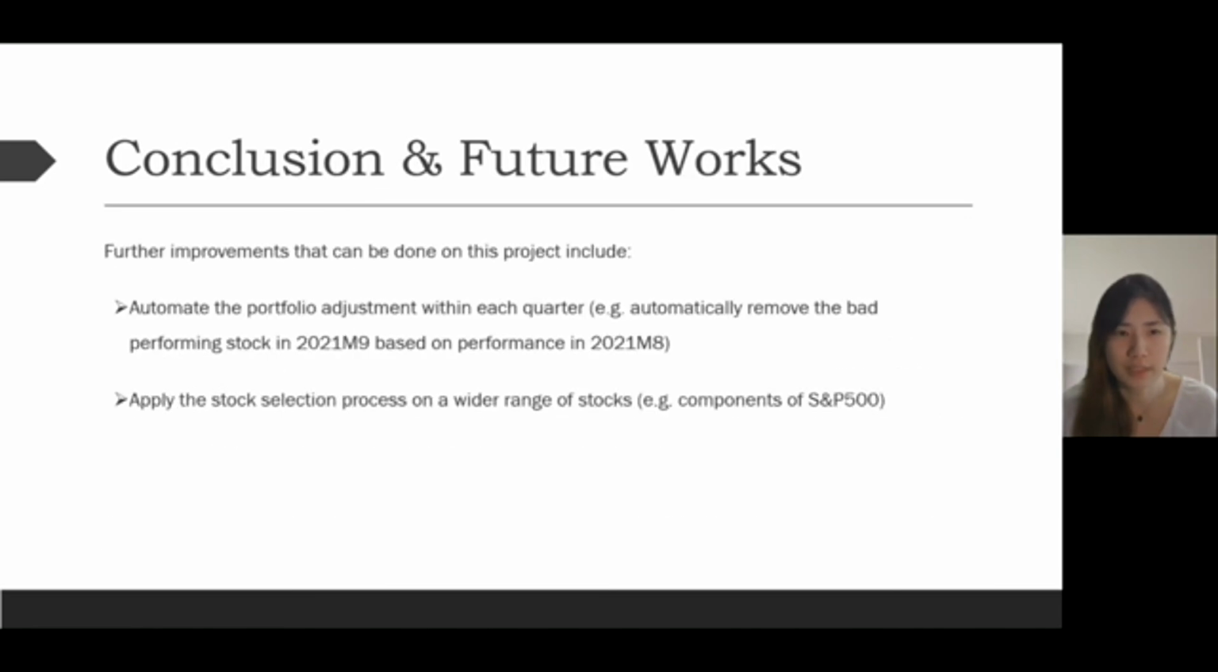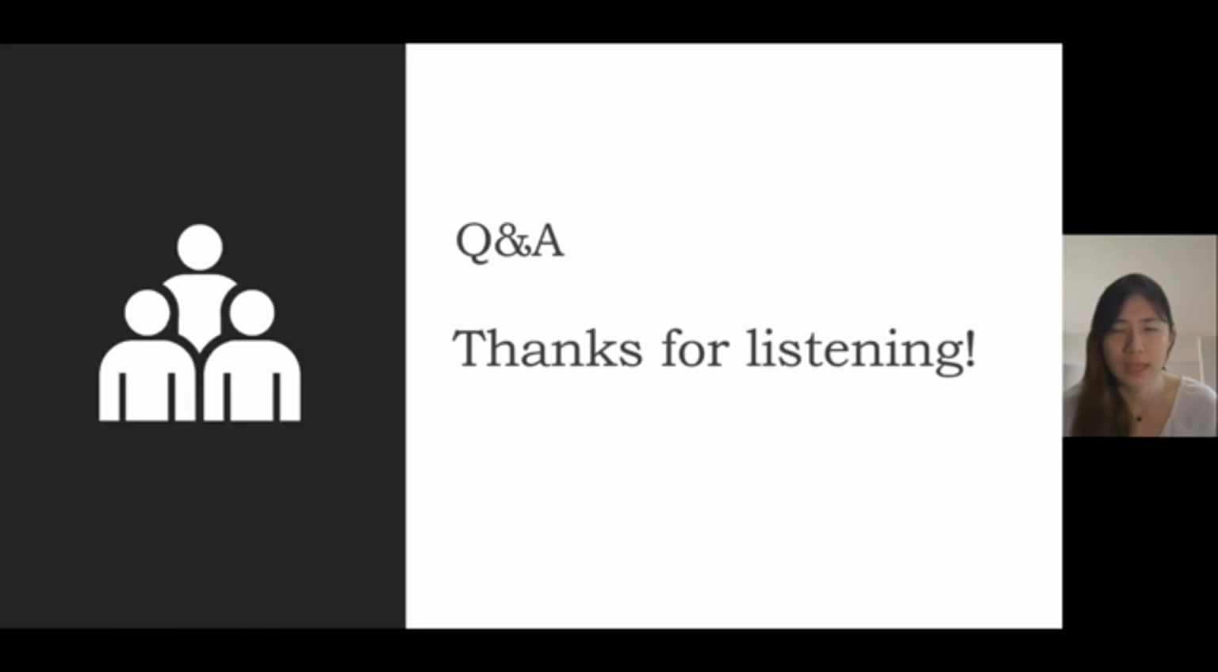Further improvements that can be done on this project include automate the portfolio adjustment within each quarter. For example, automatically remove the bad performing stock in September based on the performance in August. Next is apply the stock selection process on a wider range of stocks. For example, the components of S&P 500. That's all for our presentation.